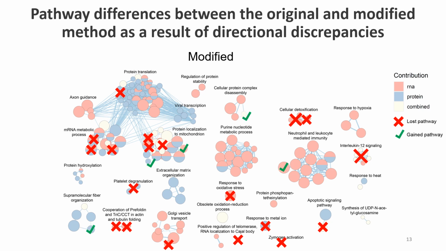Some pathways actually gain further support. Pathways like neutrophil and leukocyte-mediated immunity don't lose a single pathway, and they gain an extra pathway when direction is accounted for. The same goes for cellular protein complex disassembly, amongst others.